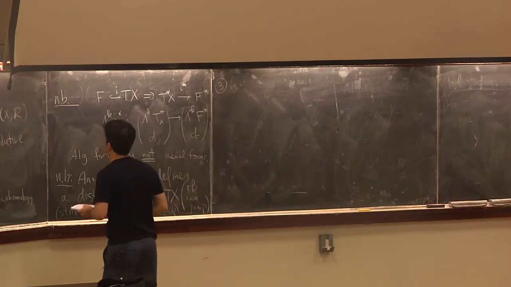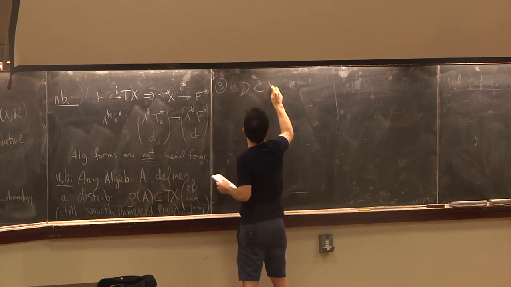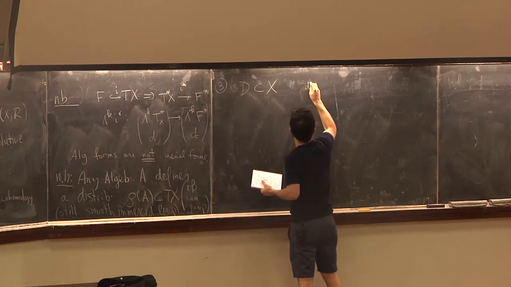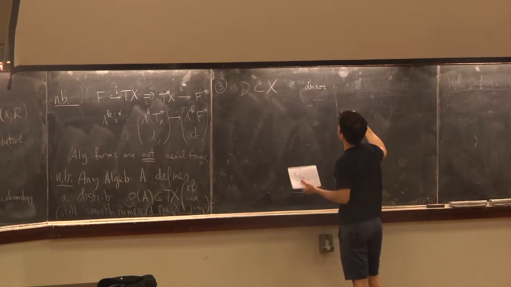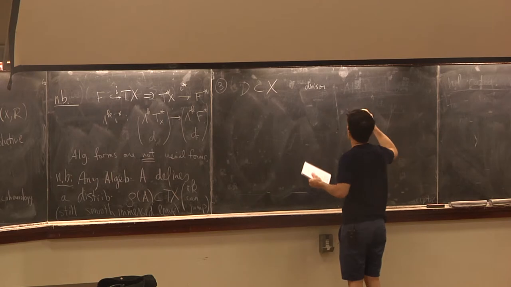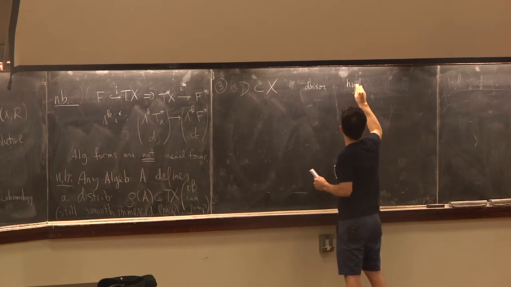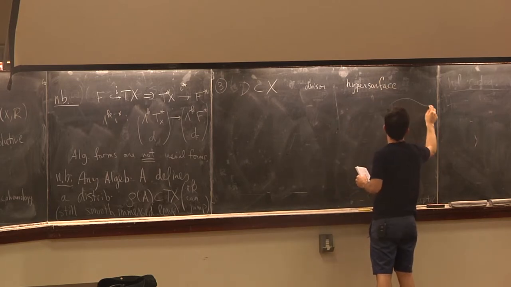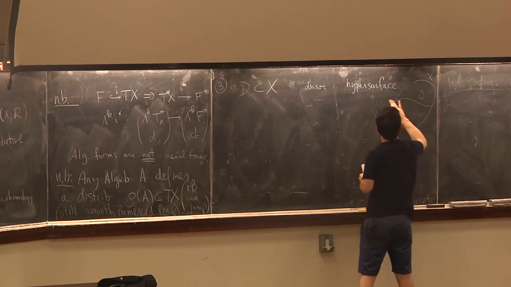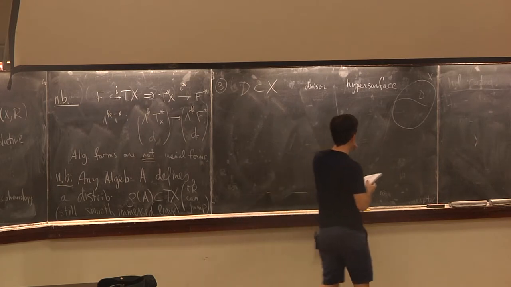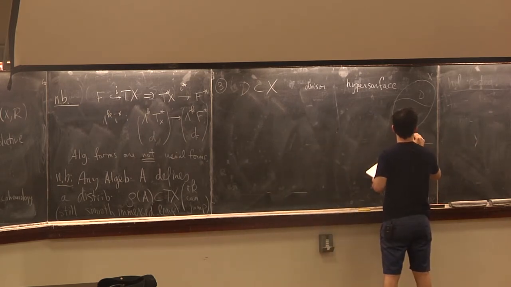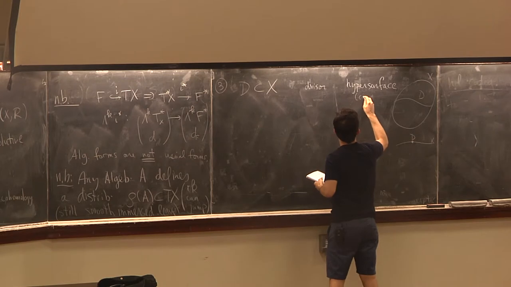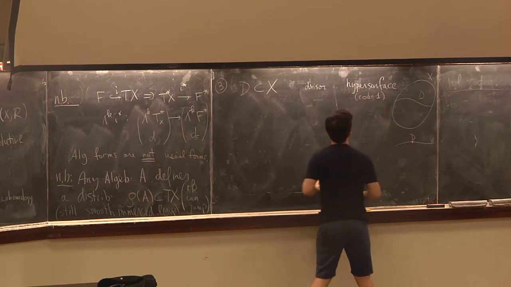Okay, so now we'll see a different type of example. Suppose that now we have what's sometimes called a divisor in the manifold X, which means that, at least for now, let's assume that it's just a smooth hypersurface. Another useful picture is this, D in X. So codimension 1. Hypersurface means codimension 1 submanifold.